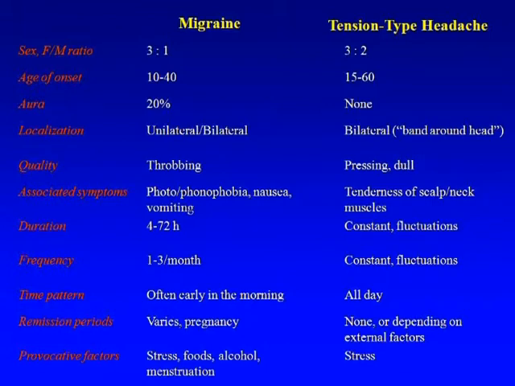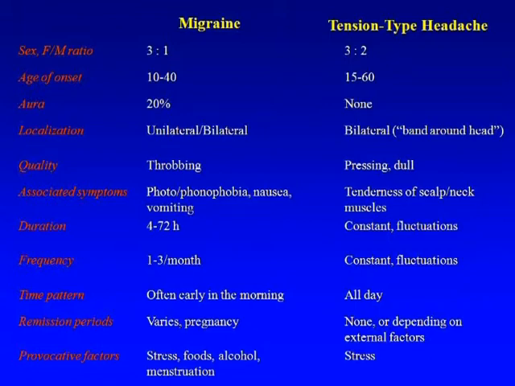This slide gives you an idea how to differentiate both conditions. If you see here, the female-male ratio is almost the same, 3:1, 3:2. And the age of onset is also almost similar. The difference is that migraineurs have auras. If you have a patient with symptoms of aura, it's less likely the patient has a tension type headache. For the most part, migraine headache is also throbbing, and tension type headache is more pressure-like. And associated symptoms like photophobia, phonophobia, nausea, vomiting are not common in tension type headache.